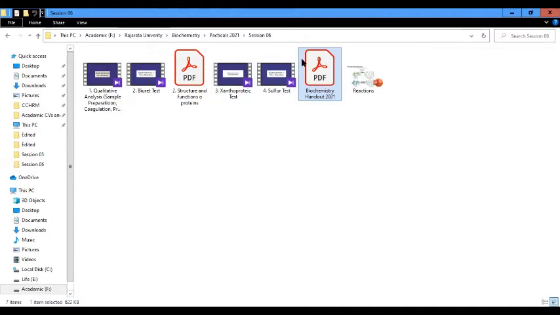Okay, so here we tested the properties of protein. First of all, we prepared the given protein samples by dissolving them in hot water. And then we tested them for coagulation as well as precipitation. Those are very basic identification tests for proteins.